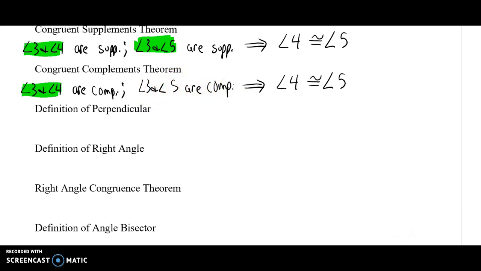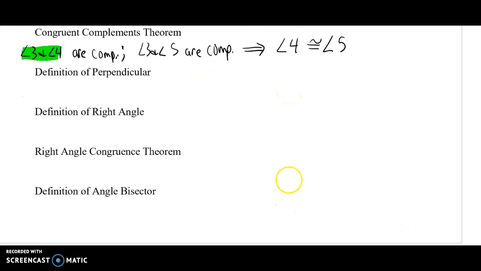So if 3 and 4 are complements to each other, and 3 and 5 are complements to each other, that means that angle 4 must be congruent to angle 5. So 3 plus 4 equals 90, 3 plus 5 equals 90. By a transitive, we could say that those sums are equal to each other. Subtract away angle 3 to get 4 equals 5, or more specifically, angle 4 is congruent to angle 5.